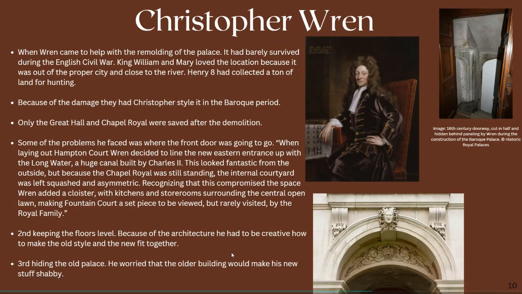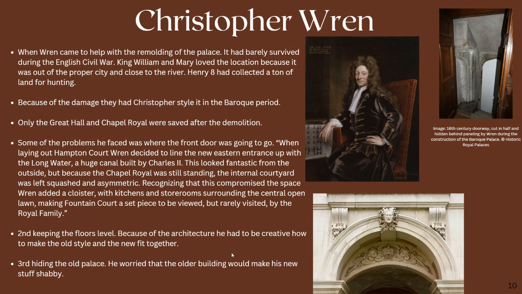So Christopher Wren came to help remodel the palace. It had barely survived the English Civil War. King William and Mary loved the location because it was out of the city proper and close to the river, and Henry collected tons of land for hunting. Because of the damage, they had Christopher style it to the Baroque period. Only the Great Hall and the chapel were saved after demolition.